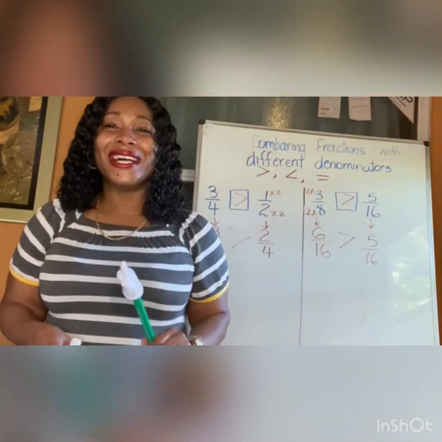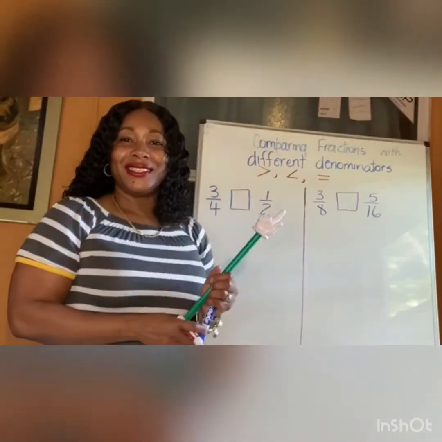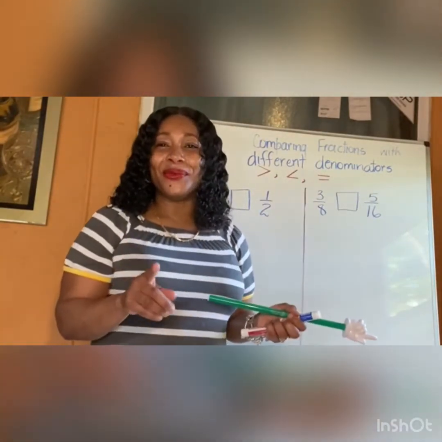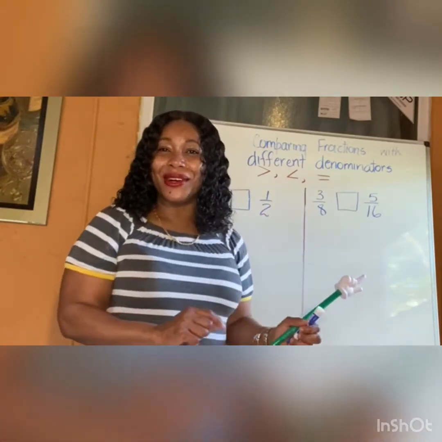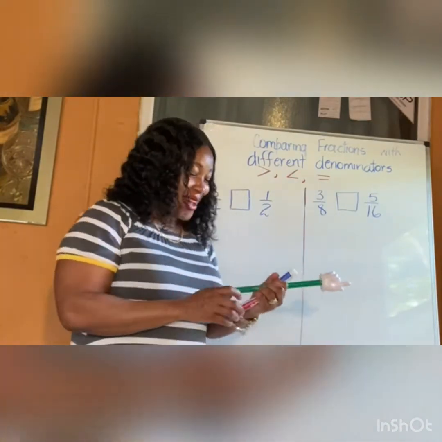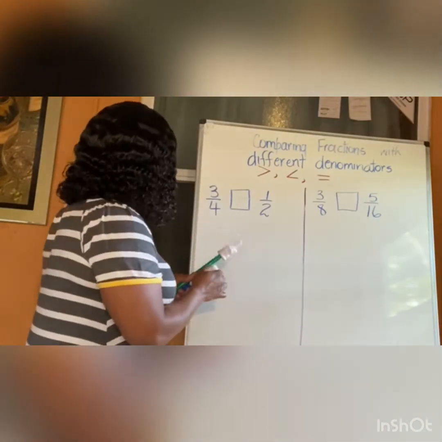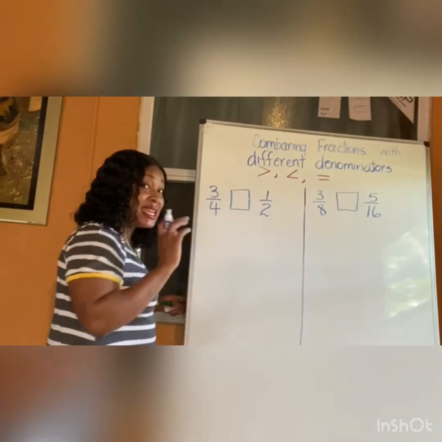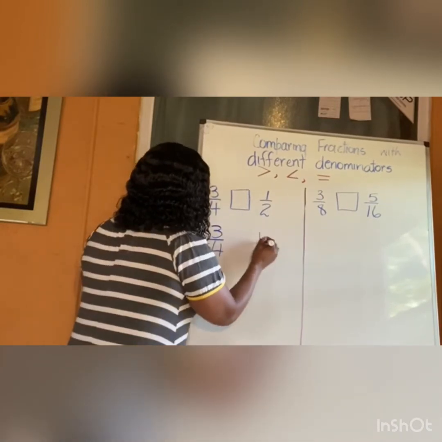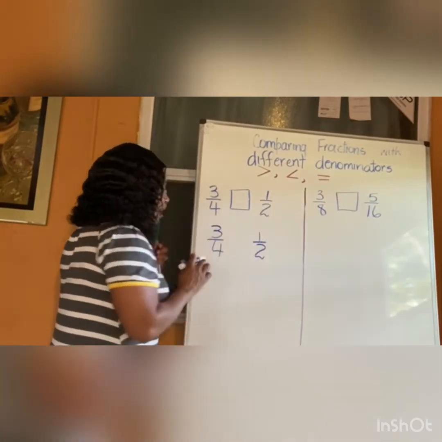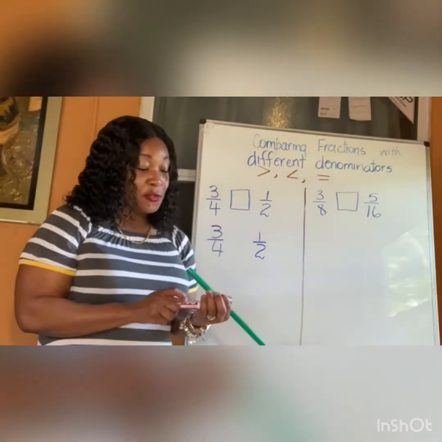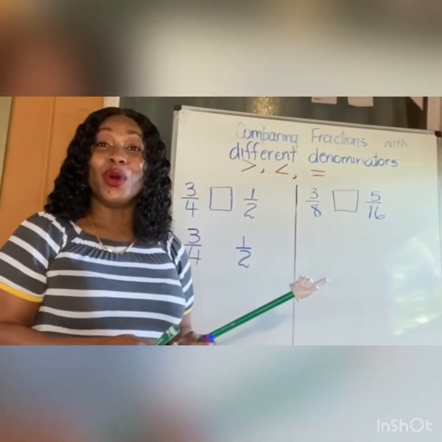Now, let's look at the second way to do this. Another easy way we can do this is using the method that we used in a previous lesson called the butterfly method. I bet you remember that butterfly method. So I am going to first rewrite, not rename this time, just rewrite my fractions: 3/4 and 1/2, the same fractions.